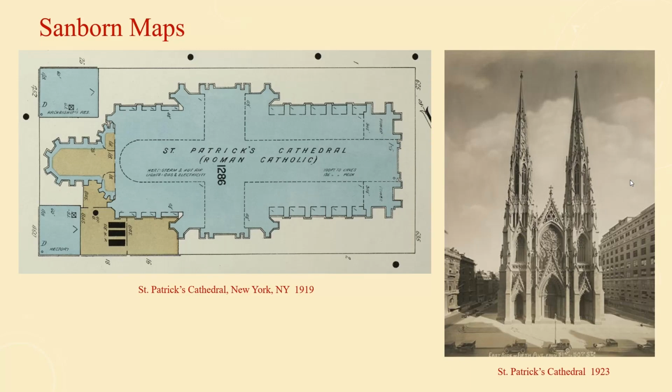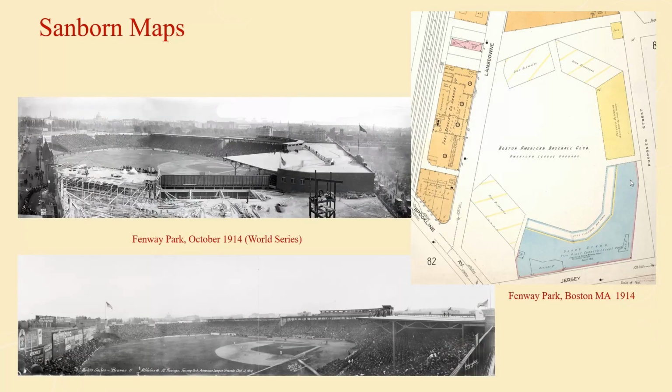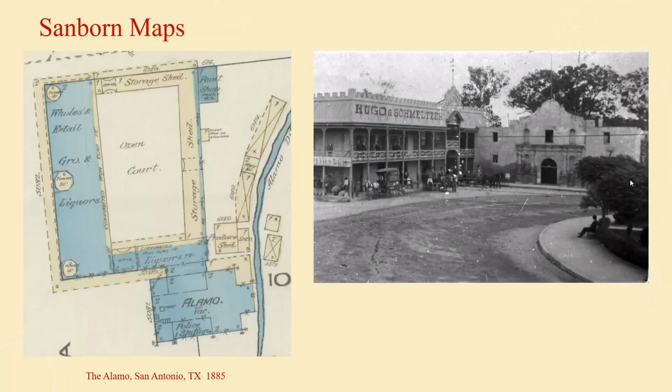Or how about Fenway Park in Boston? 1914. Fenway Park was built in 1912. In 1914, they hosted the World Series. We have a couple of nice panoramic views here of the World Series that jibe completely with the map there. I could do a whole series on old baseball parks on Sanborn maps, but I'm not going to bore you with that. Let's look at the Alamo in 1885. Interesting thing for me here is this huge retail building smack right up against the Alamo. I mean, who knew there was a Walmart right next to the Alamo in 1885?